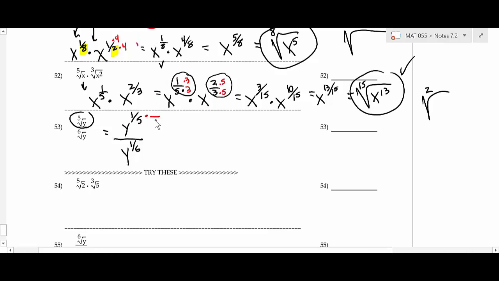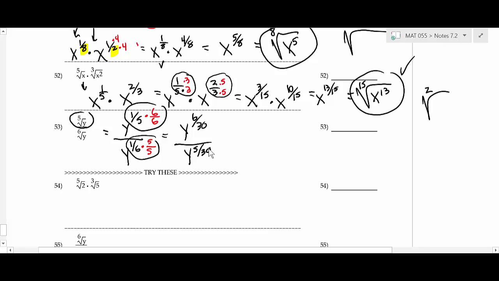So what we're going to do is change these things over to 30. So you need to multiply the 5 by 6. So you're multiplying by 6 over 6. Whatever you do to the denominator, you got to do the same thing to the numerator. And then what would you multiply the 1/6 by? 5 over 5. Okay. So when you do that, you're going to have y to the 6/30. Go straight across. And you're going to have y to the 5/30.